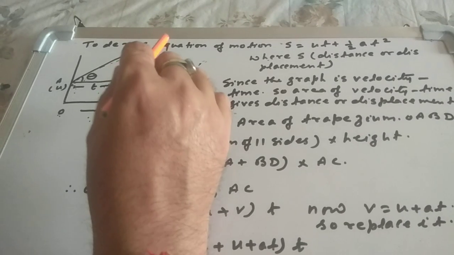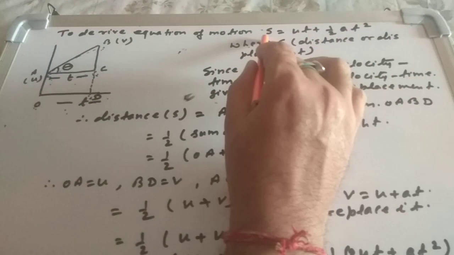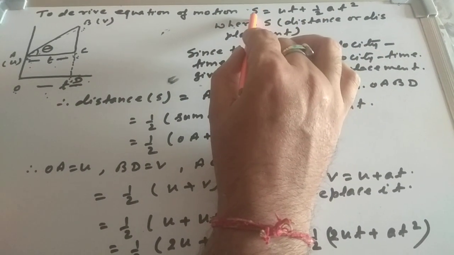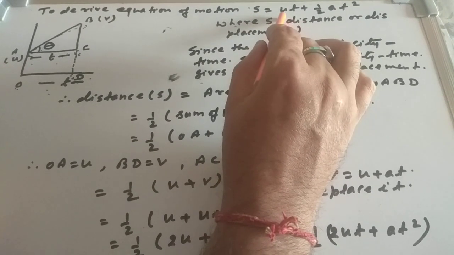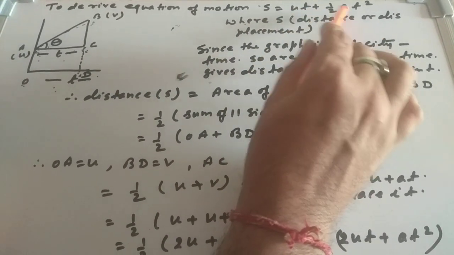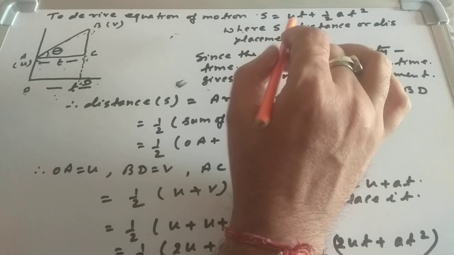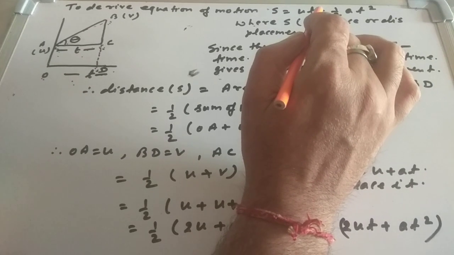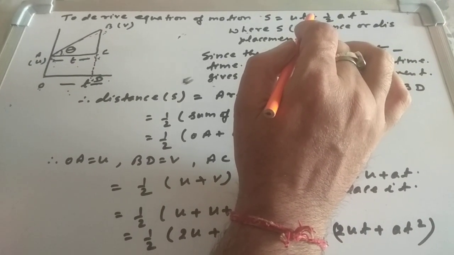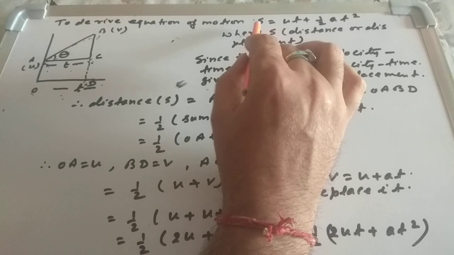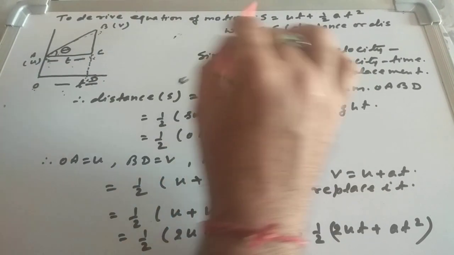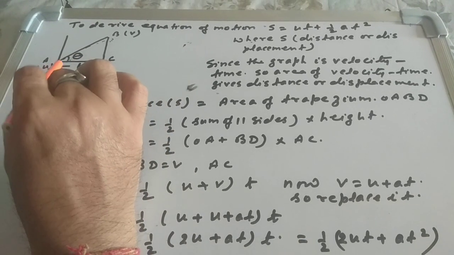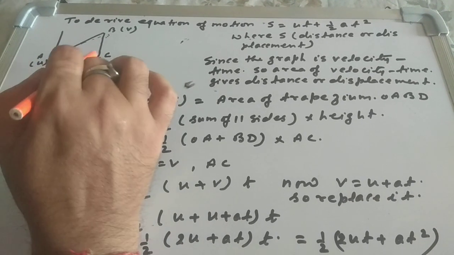The next equation of motion is s is equal to ut plus half at square. Here s is the distance or displacement, u is the initial velocity, t is the time, a is the acceleration. I already told that we get a lot of information from the velocity-time graph, position-time graph, and acceleration-time graph. To calculate the distance or displacement from the velocity-time graph, we have to find the area of this whole figure.